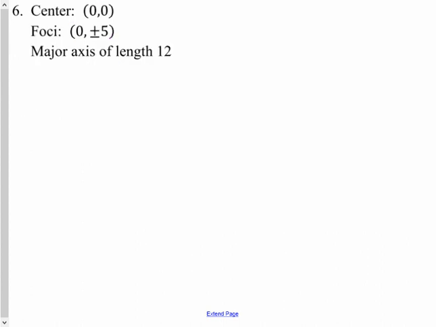Moving on. Center 0, 0. Foci 0 plus or minus 5. So again, C value. Major axis of length 12. Major axis is 2a. So some of these pieces of information are very loaded, right? For example, the foci is loaded. This is C. This also tells us y is major. Okay?